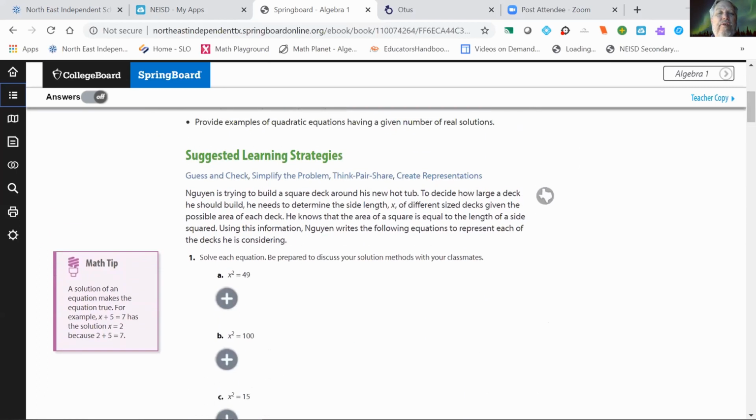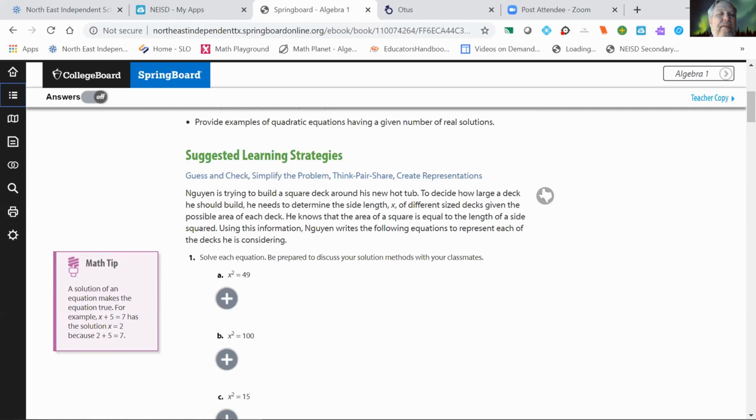Wynn is trying to build a square deck around his new hot tub. To decide how large a deck he should build, he needs to determine the side length, x, of different sized decks given the possible area of each deck. He knows the area of a square is equal to the length of the side squared. Using this information, Wynn writes the following equations to represent the decks he is considering. Item 1. Solve each equation. Be prepared to discuss your solution methods with your classmates.